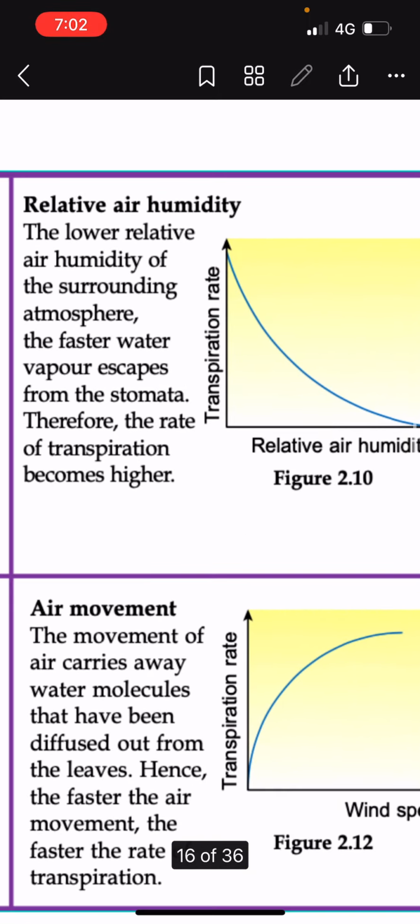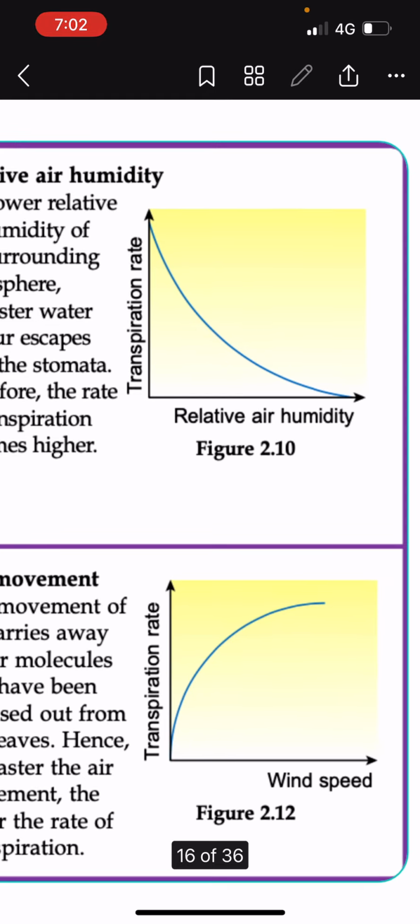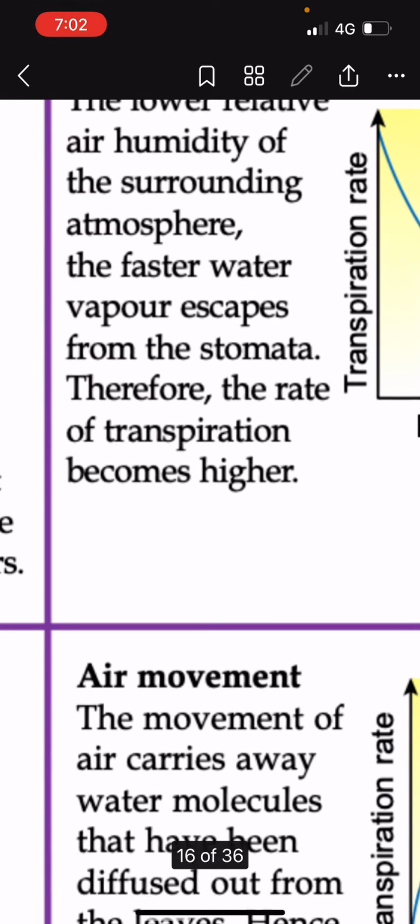Kalau macam ni pula air humidity ni the content of moisture in the air, okay, kelembapan udara lah, okay. So kalau udara, banyak water vapor dalam udara, transpiration akan jadi rendah. That's why lah macam ni. As you see, as the air humidity increases, the rate of transpiration decreases. Okay, explanation dia ada kat sini.